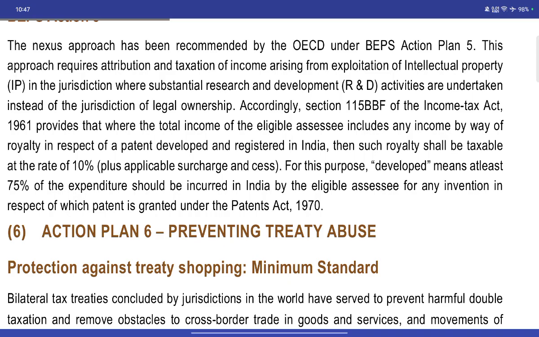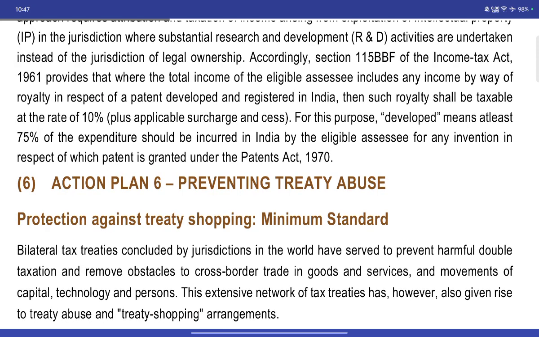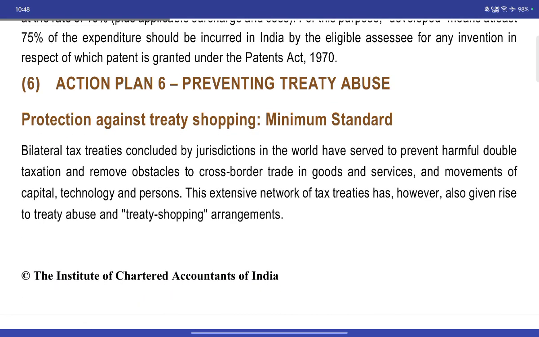Section 115BBF of the Income Tax Act 1961 provides that the total income of an eligible assessee, including any income by way of royalty in respect of a patent developed and registered in India, shall be taxable at the rate of 10% plus surcharge. For the purpose of development, at least 75% of the expenditure should be incurred in India by the eligible assessee for an invention in respect of such patents granted under the Patents Act 1970.